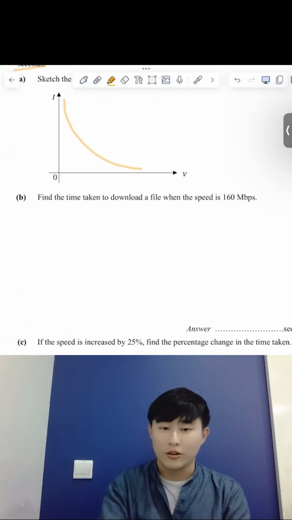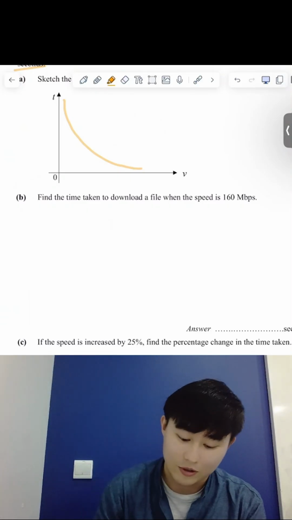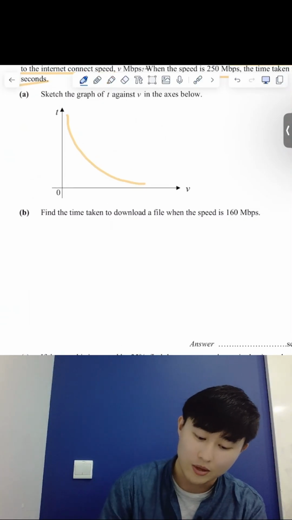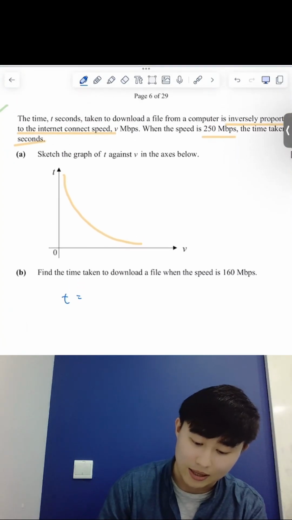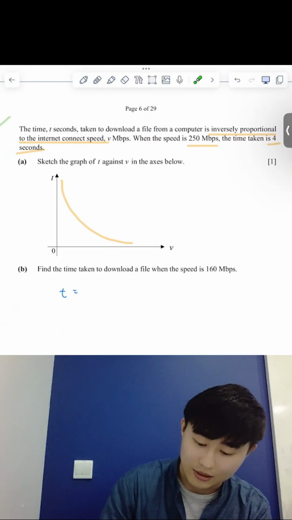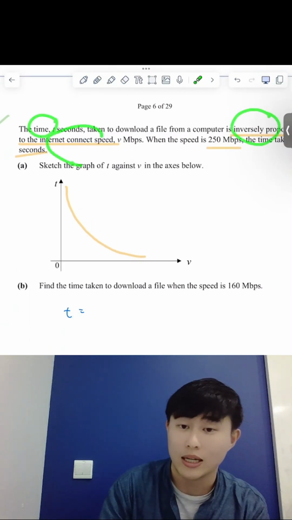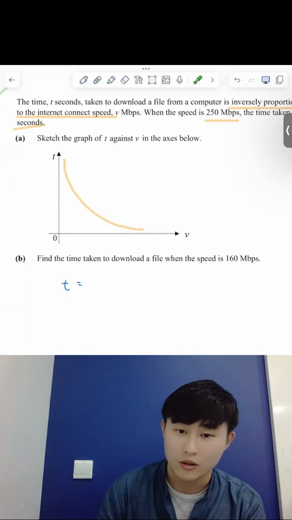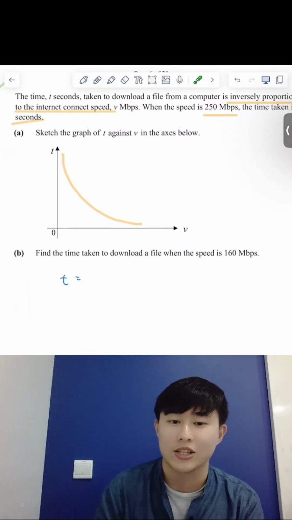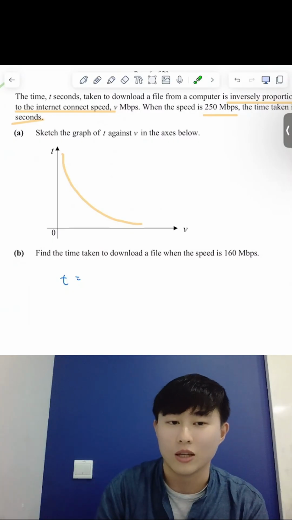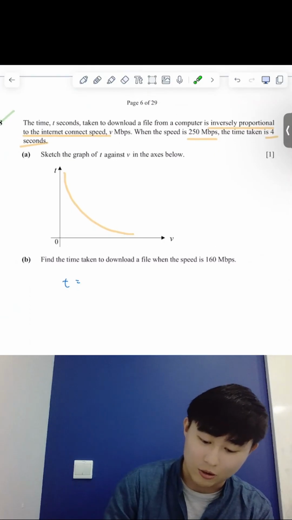Next one. Find the time to download. So this is a typical direct and inverse proportion question. I'm going to start off with T, because they say that T is the time. T is inversely proportional to the internet connection speed. When it says sketch, it is estimated, so it's roughly. You don't have to give me the actual one. Someone asked, is there a graph for direct proportion? Yes, it looks like this.